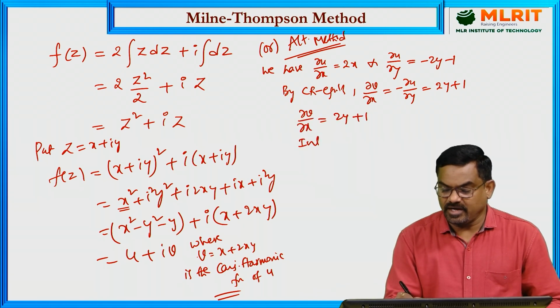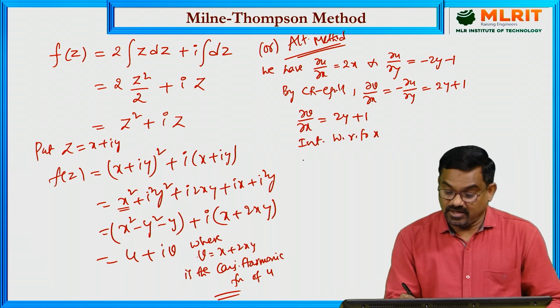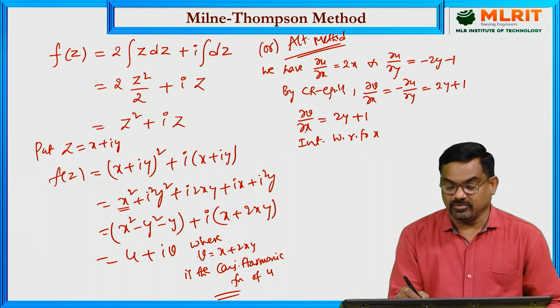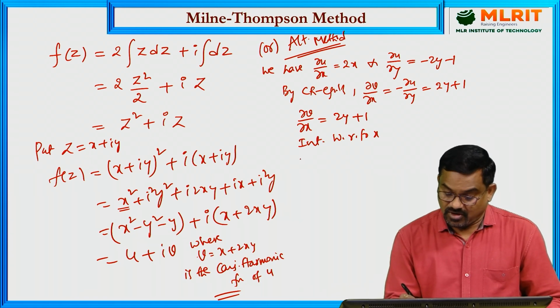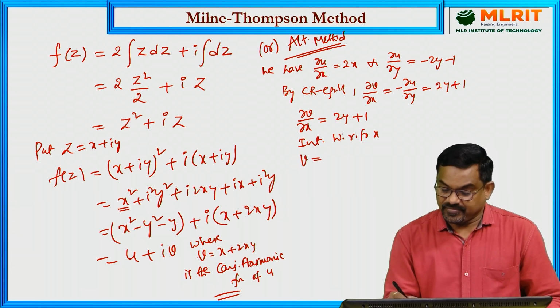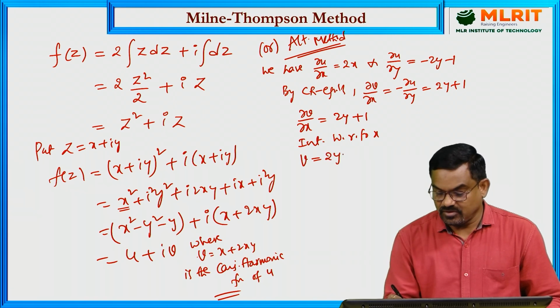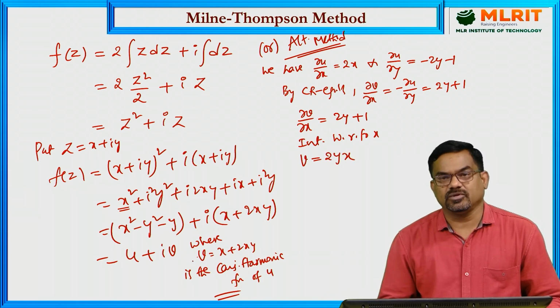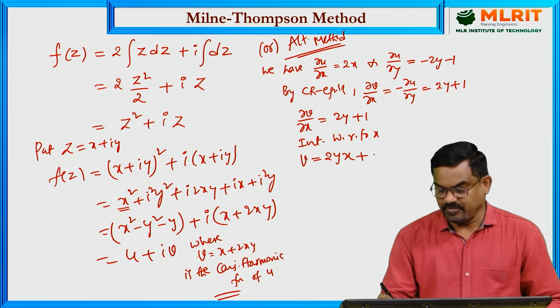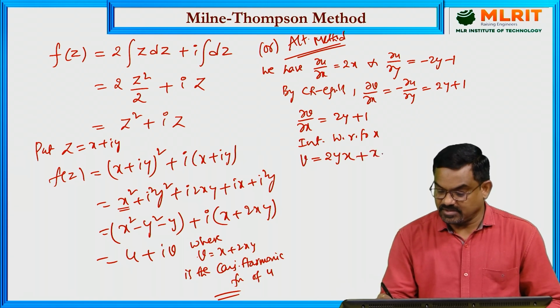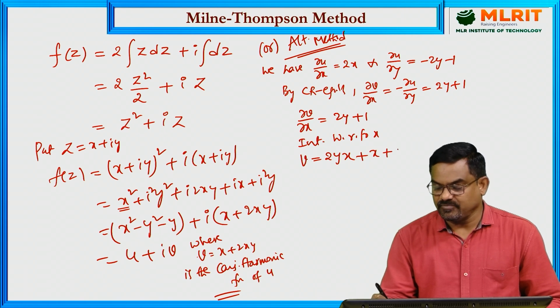Now integrating with respect to x on both sides. Here, since we have partial derivative, we can treat the other independent variable as constant. So on LHS I will get v, and here 2y into integral dx remains. So that is equal to 2yx plus x plus some function of y.